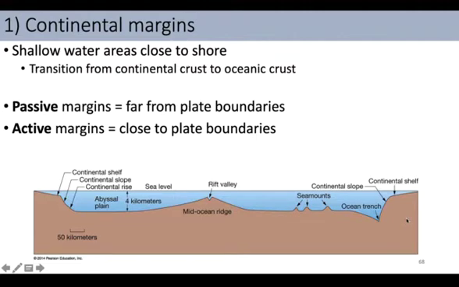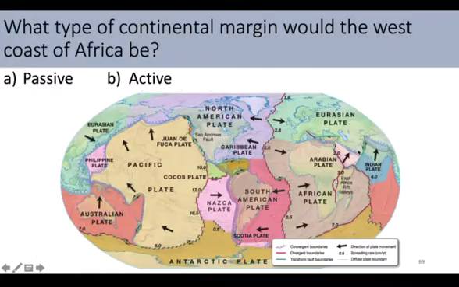A passive margin is where our continental crust just slowly shifts into oceanic crust. So there's no boundary. It's all the same plate, but it is still a shift from continental crust to oceanic crust, just all on one plate. That would be called a passive margin. There's not much going on compared to the active margin where you do have that boundary.